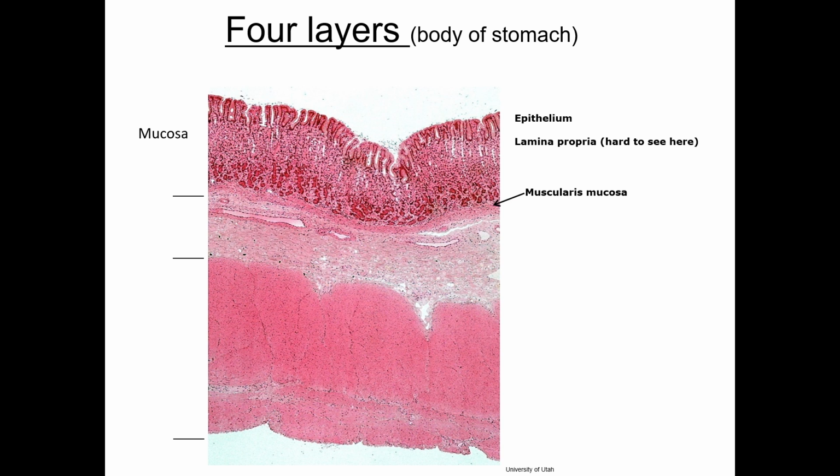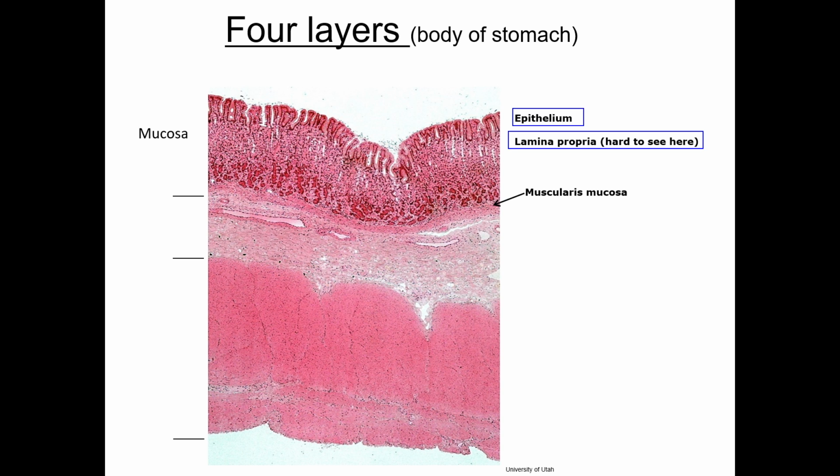The mucosa consists of three sublayers. First, an epithelium that varies between regions of the gut tube depending on function. This epithelium often invaginates to form glands extending into the lamina propria, which increase the secretory capacity. The next sublayer is the underlying lamina propria, which is easier to see in some regions than in others.